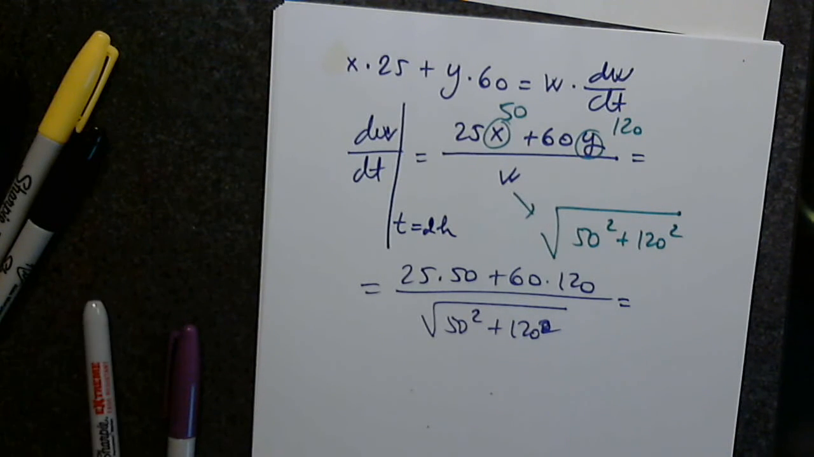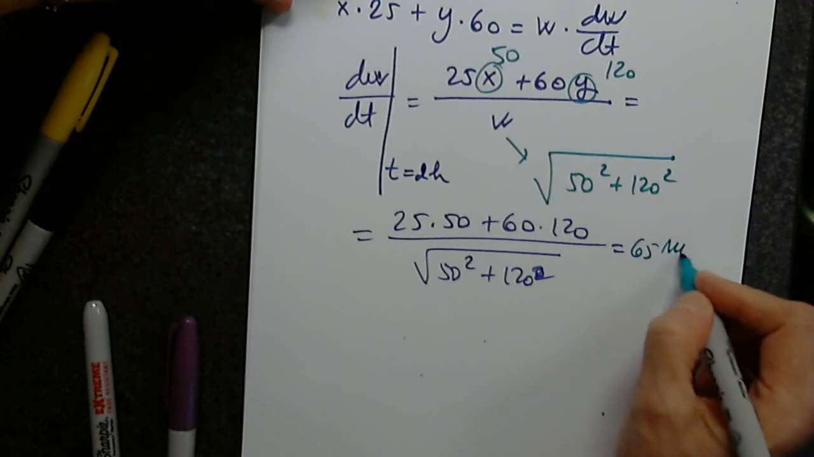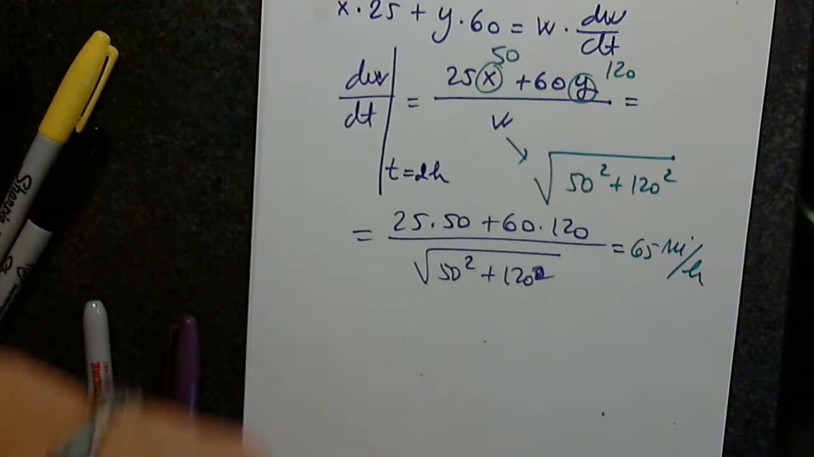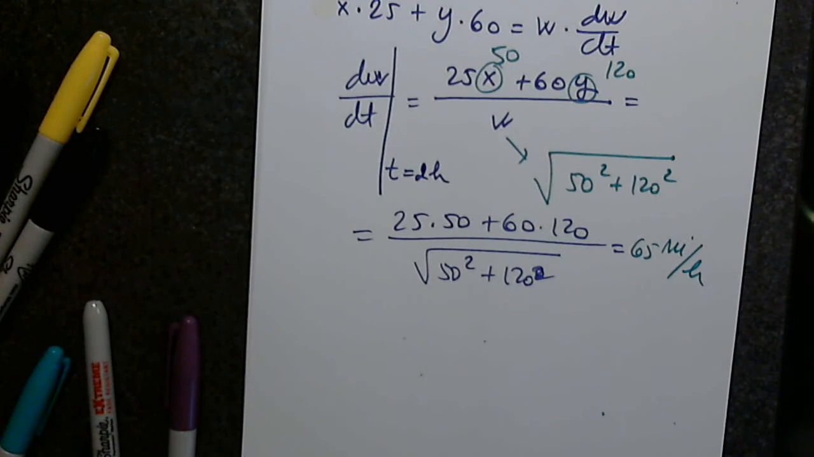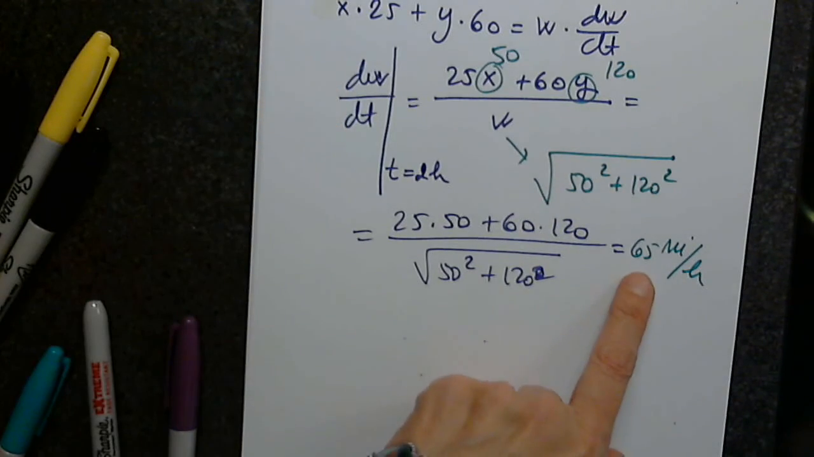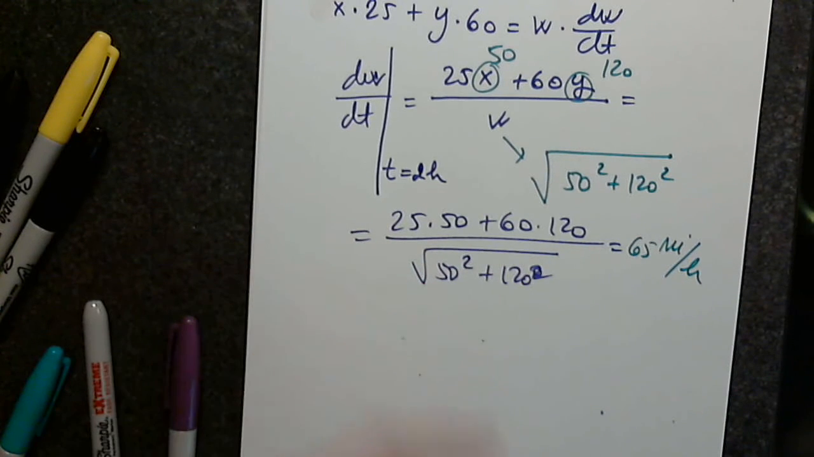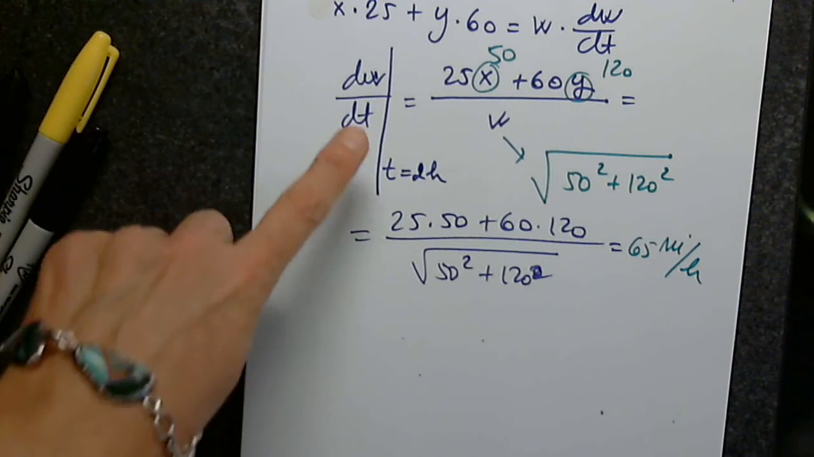So 65, measurement unit. Without measurement unit, this means nothing. 65 what? Miles per hour. So this is the distance. It's a function that represents the distance. So the rate of change, dw over dt, is the measurement unit coming from the top over the measurement unit coming from the bottom, which is time.